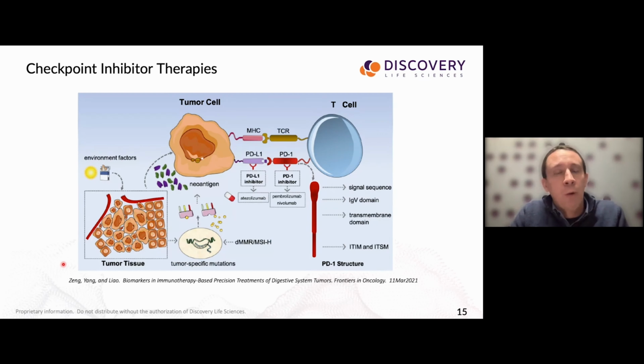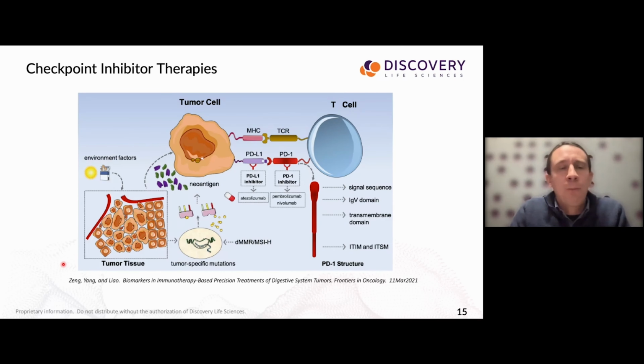The first is going to be checkpoint inhibitor therapies. This is really one of numerous immunotherapies that have revolutionized cancer treatment over the last decade and a half. They were driven by the first approval of an immunotherapy, the anti-CTLA-4 antibody in 2001. And then in 2018, the Nobel Prize for Medicine was awarded for checkpoint inhibitors, particularly CTLA-4 and PD-1, which we're going to discuss more throughout the rest of the talk.